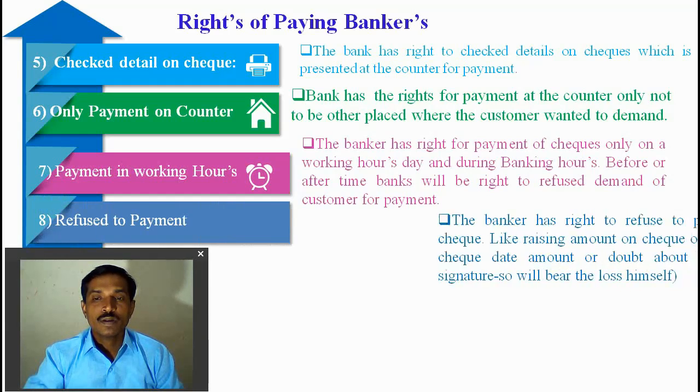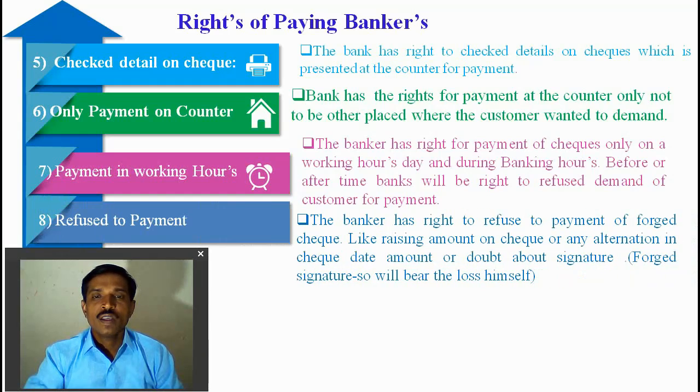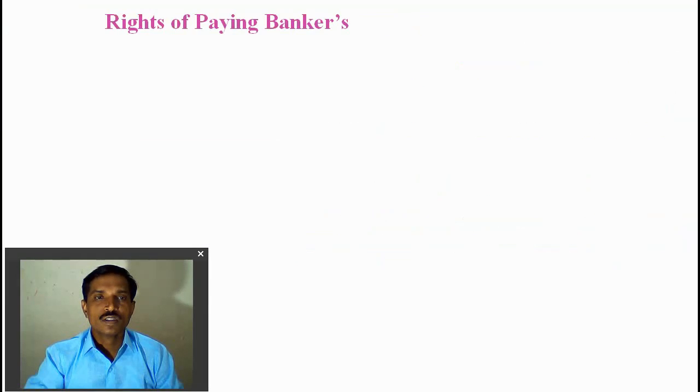Refuse to pay: again we see that the banker has a right to refuse payment against a fraud check, whenever they doubt the signature of the customer, or doubt a material alteration, like a raised amount on the check or any alteration in the check, date, or a fraudulent signature. So the bank can refuse payment for protection of their side and protection of their customer.